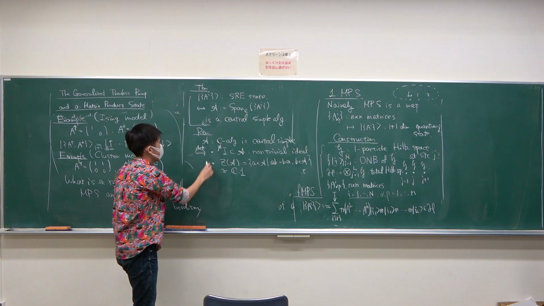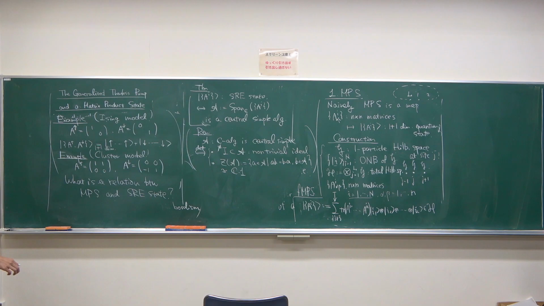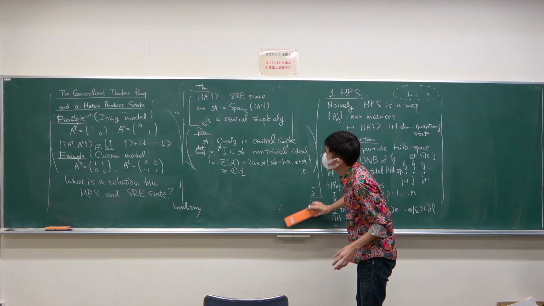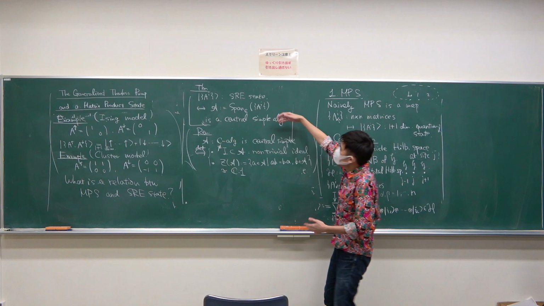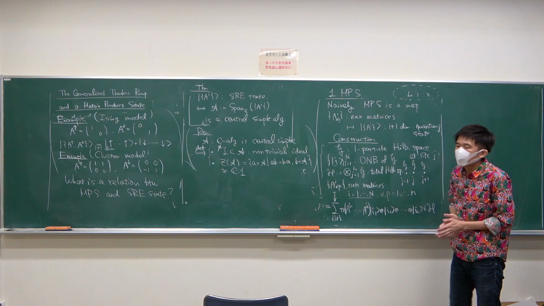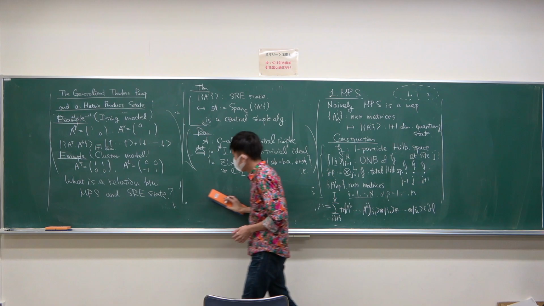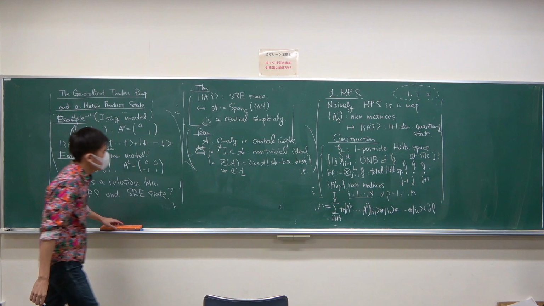This is the definition. But today I will not use this definition explicitly, so if you are not familiar with these notions, then please ignore this. An important point is that, by using matrix product states, the short-range entangled state can be characterized by an algebraic condition, central simplicity. So this is a brief review of the matrix product state and its relationship to the short-range entangled state.